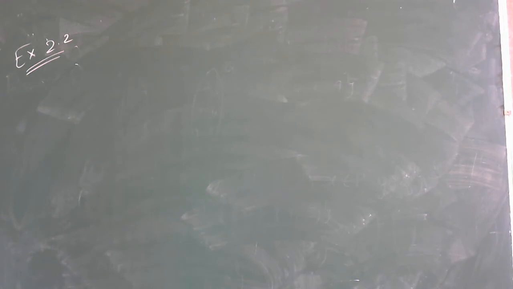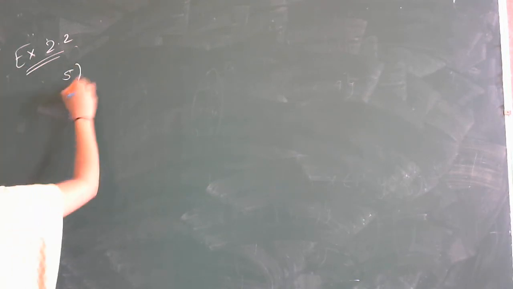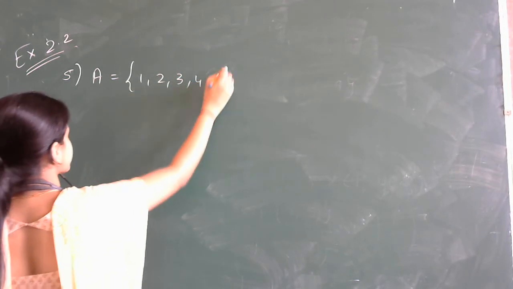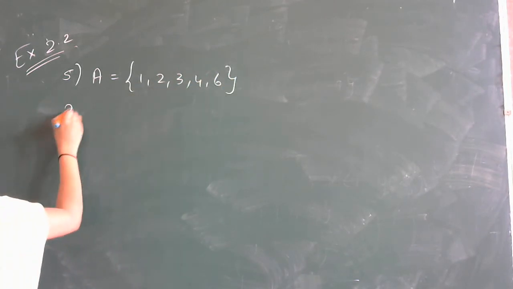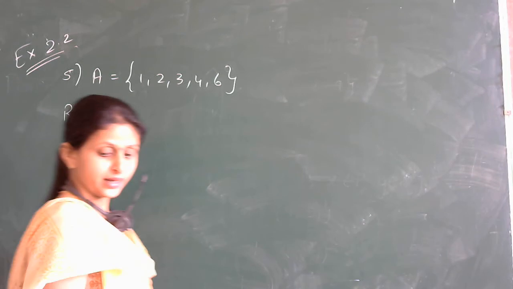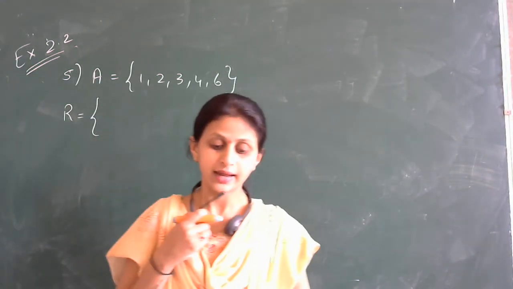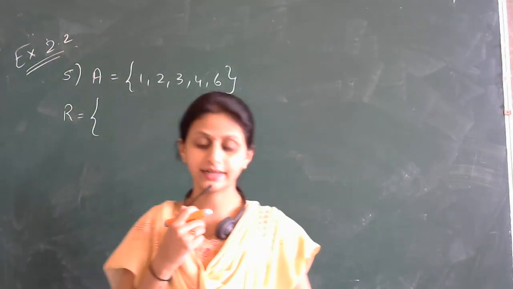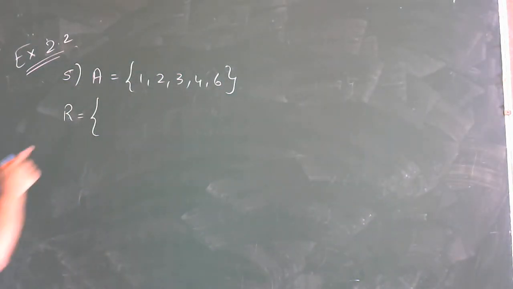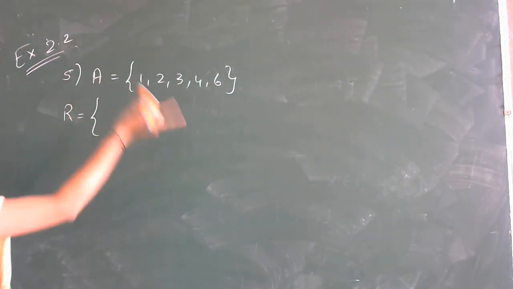See, they have given us set A which consists of 5 elements 1, 2, 3, 4 and 6. Okay, and they have defined the relation. It consists of all ordered pairs (a, b) such that b is exactly divisible by a. So let us write this in roster form. It is a relation from A to set A itself.